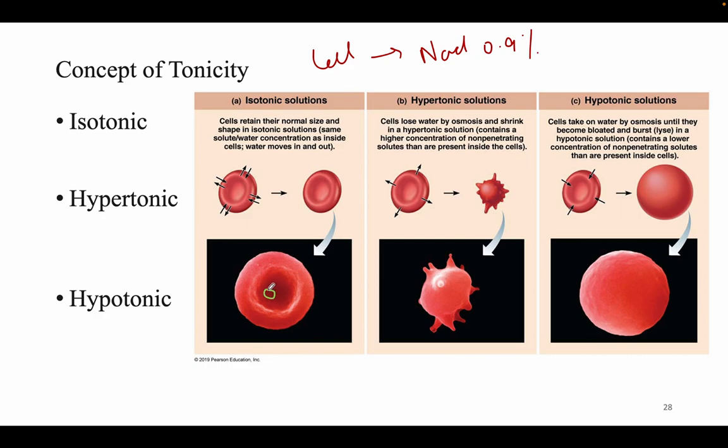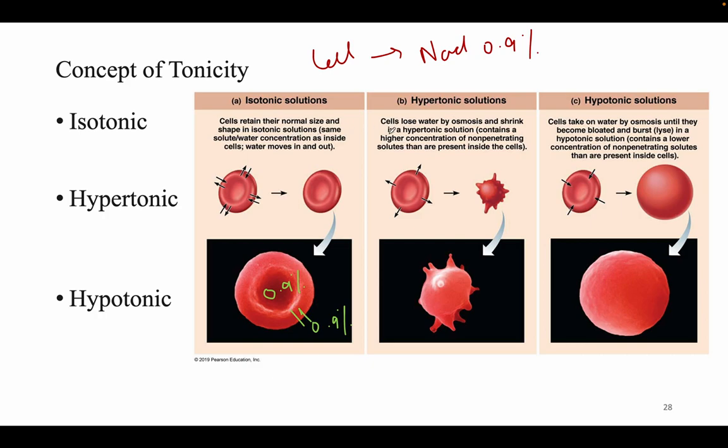So suppose there is 0.9% NaCl, and you're putting the cell in an isotonic solution, iso meaning same, where there is also 0.9% NaCl. So it's all the same, so no movement will happen here. This kind of situation, we call an isotonic solution. The cells retain their normal size and shape, nothing changes.